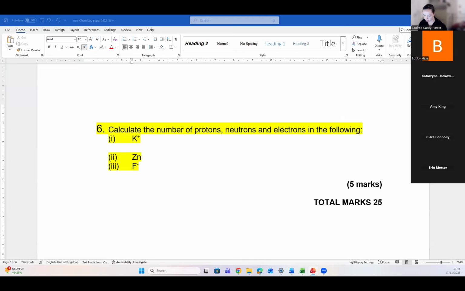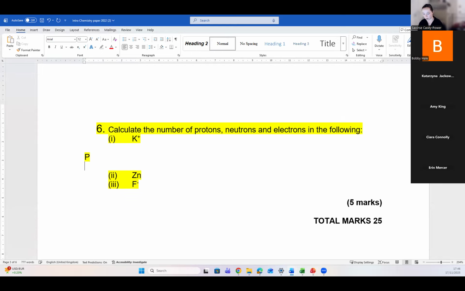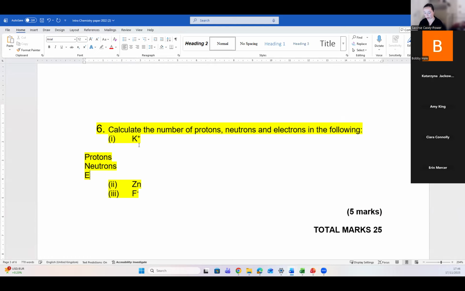Okay, so it's between slides 8, 9, and 10 on lecture 2. Just so you have it for your notes. Okay, so the first thing we're going to do is write our protons, our neutrons, and our electrons.